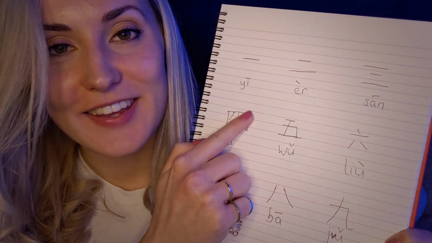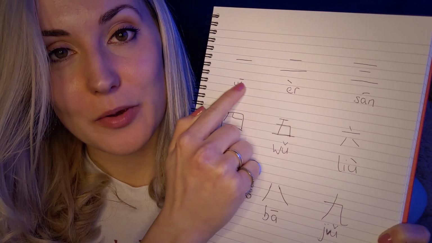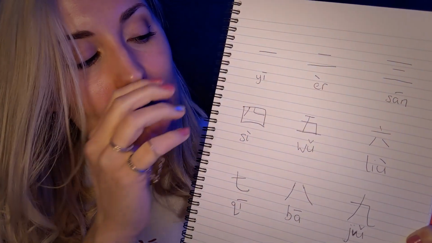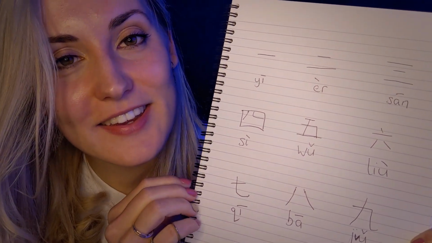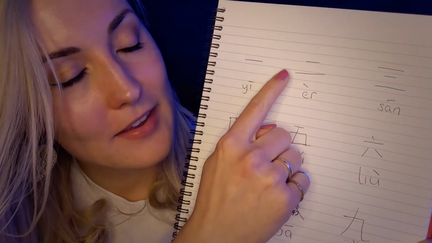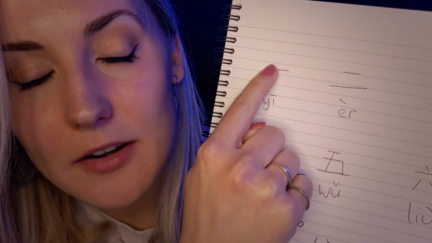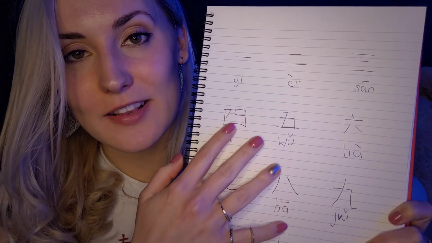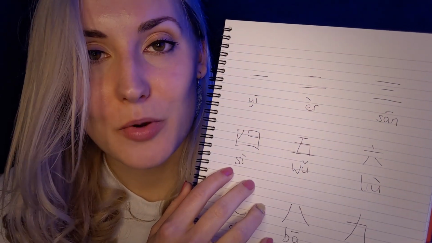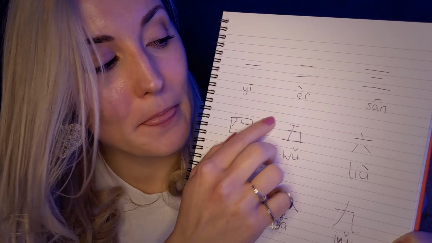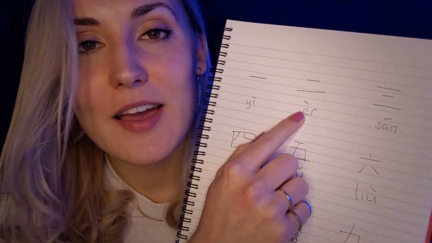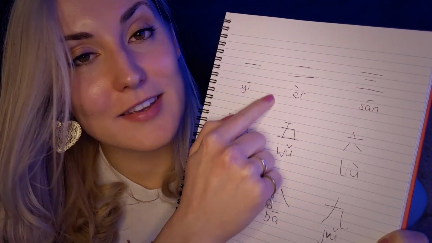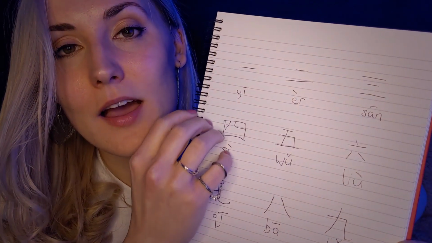Number 1, yi, the first tone as well, so that's easy to remember. Yi. Now perhaps it's not so clear, but a straight line is how to write number 1 in Chinese characters. Er, er, falling tone, is number 2.